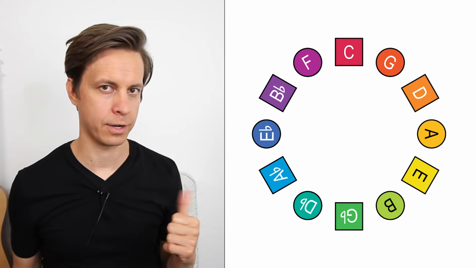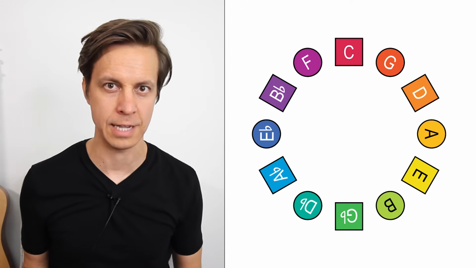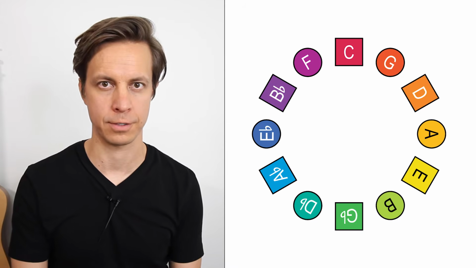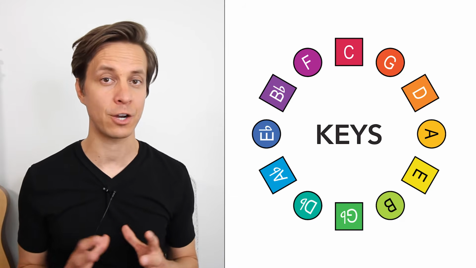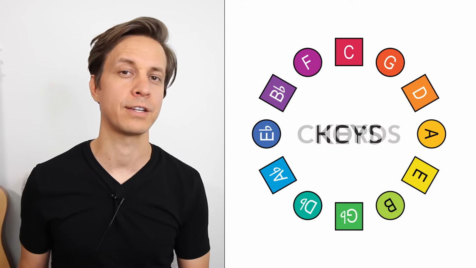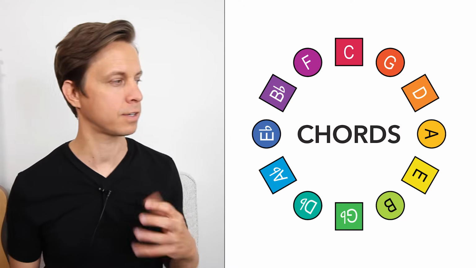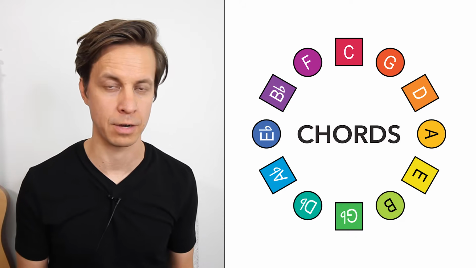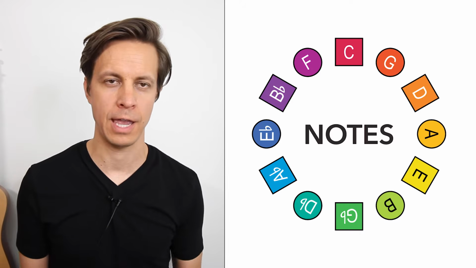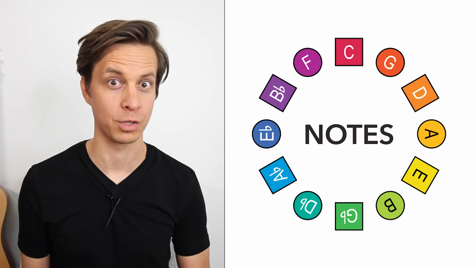come to the critical point. So if you remember anything from this video, it is this. This pattern right here, C, G, D, A, E, etc., can represent different things. It can represent entire keys, which we'll look at in a moment. It can also represent chords, which again we'll look at in a moment. Or these can represent notes. And we're going to start with that one because it's really, really interesting.